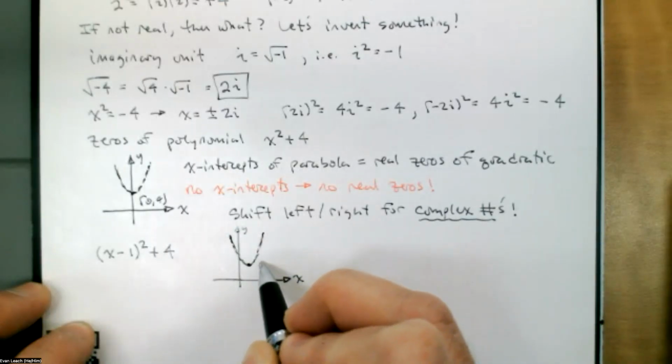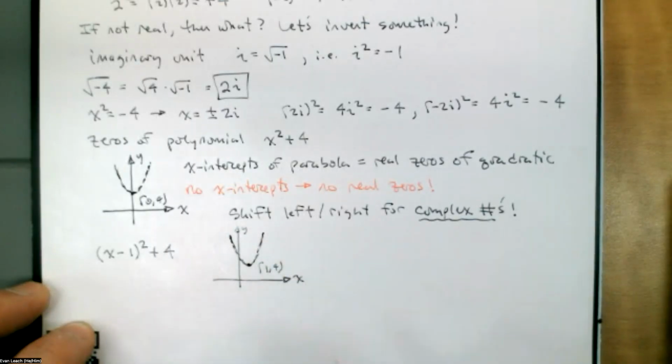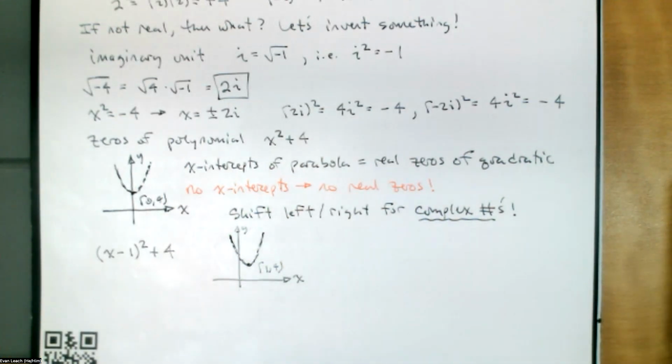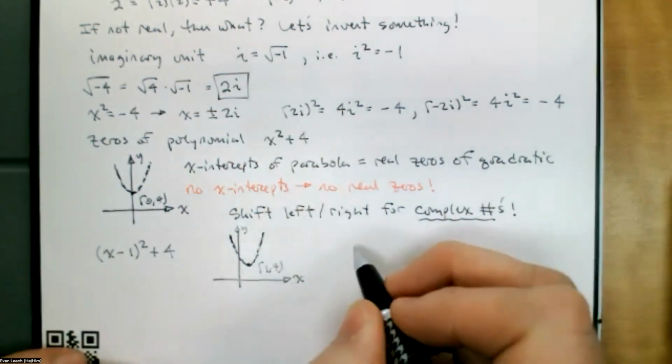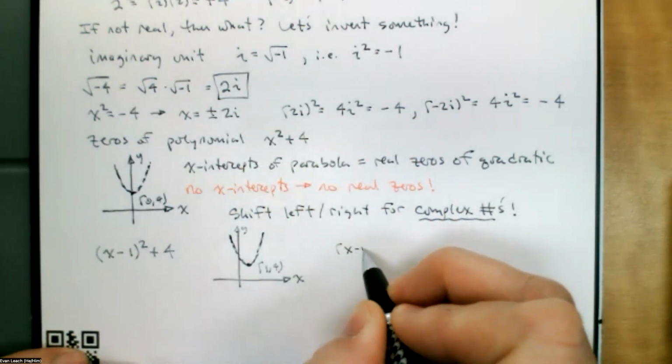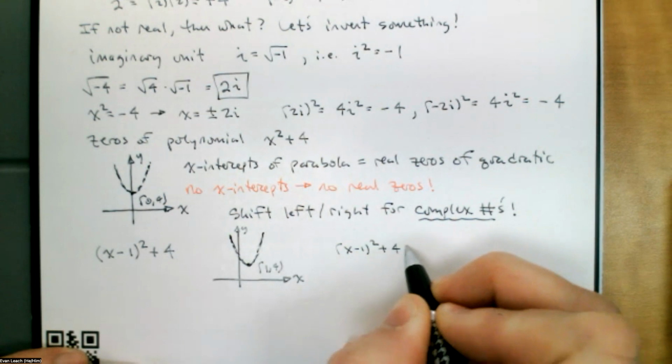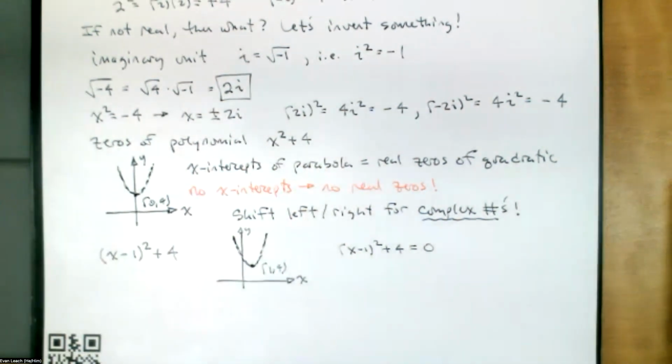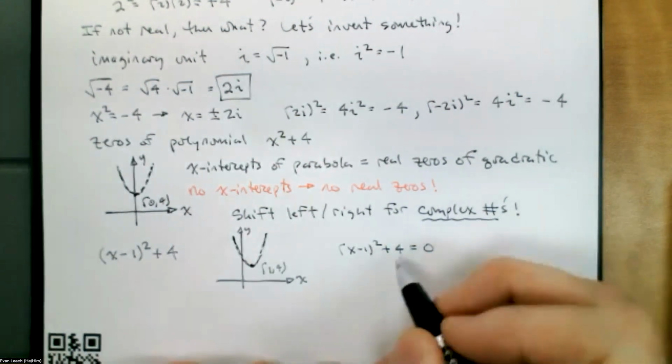So all we've done here is move the vertex to 1, 4. Now let's look at the zeros of this polynomial. If I set this equal to 0, x minus 1 squared plus 4 equals 0. We can solve by doing inverse operations in reverse order. So I'm going to subtract 4 from both sides.